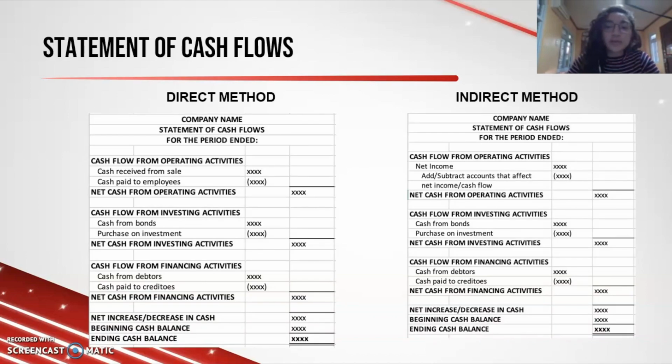So here's the sample format of the two. The direct method subtracts outflow of cash from inflow to get the net cash flow from operating activities. In the indirect method, we get the net income and subtract outflow and add the inflow of cash in order to get the net cash flow from operating activities. This is the only difference of the two methods.